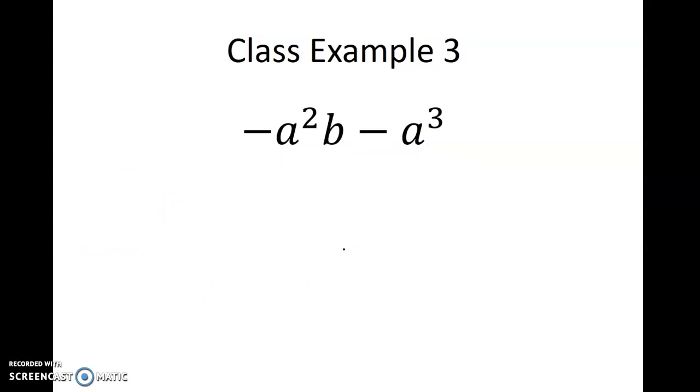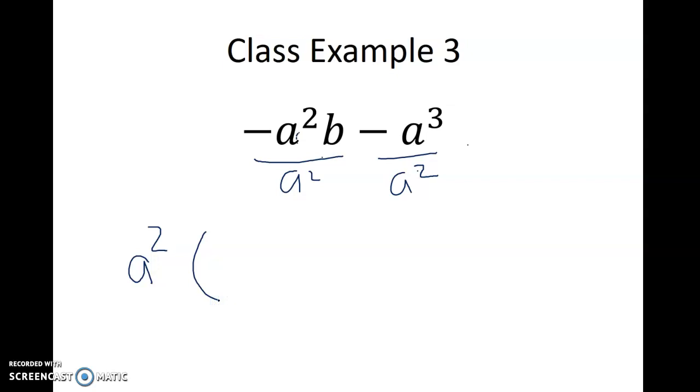All right, there's my two terms, negative a squared b minus a cubed. You notice we have no coefficients. What's the most amount of a's I can take from both terms? The most I can take from this one is a squared. So a squared is part of the GCF. Can I take a b from both terms? No, I cannot. So a squared is the GCF. If I divide both of these by a squared, I would factor out the GCF.